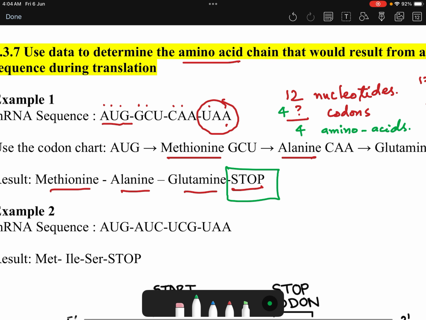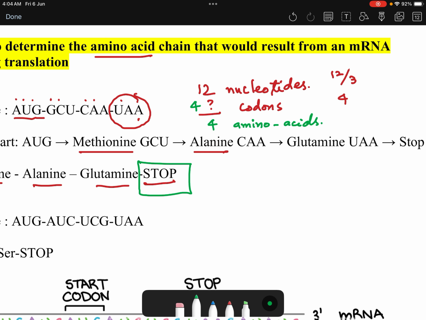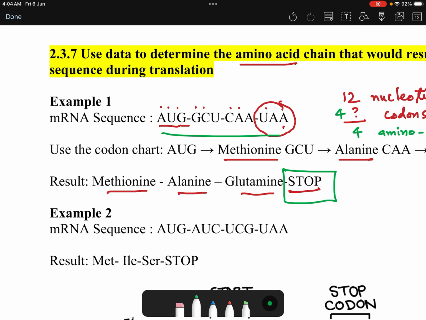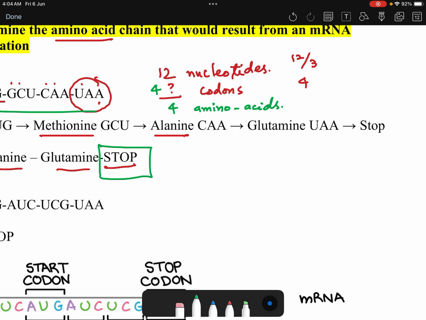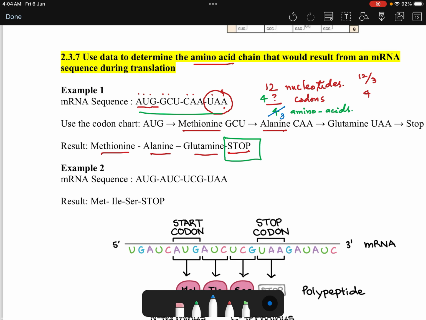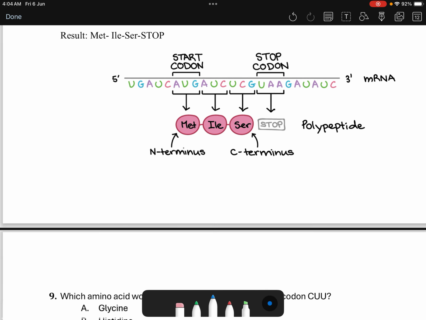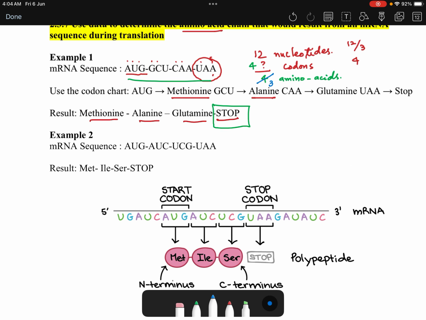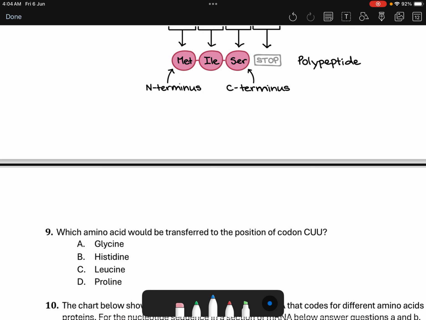So how many amino acids have been coded by this sequence? You can say not 4, it's 3. Why? Because we have one stop codon. But it's not the case everywhere. They can be different. It depends how it goes. There is another example down. You can just go through it.